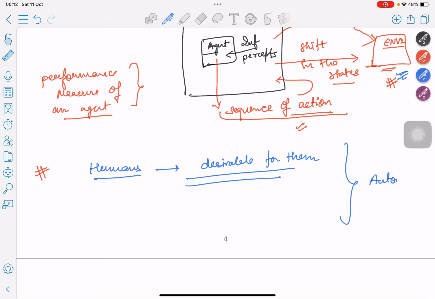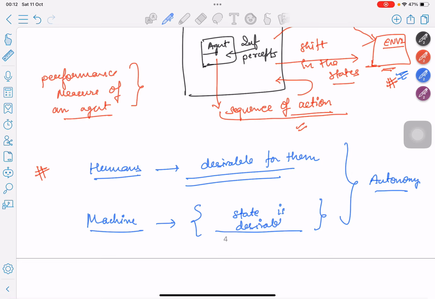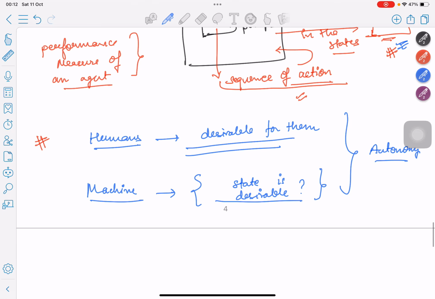What does autonomy mean here? I will ask a very simple question: can a machine decide on its own? Given a machine, whatever sequence of actions it has performed, which brings a change in the environment state, can it decide on its own whether that state is desirable or not? Humans can decide: I want this, I like coffee, I like tea. But can a machine decide whether the state change in the environment caused by its action is desirable or not?